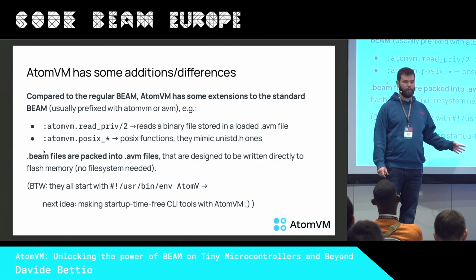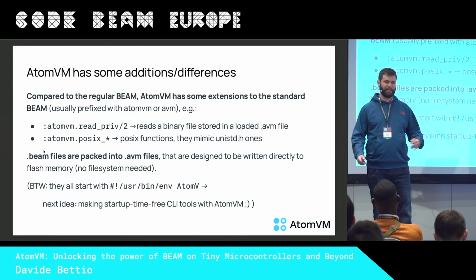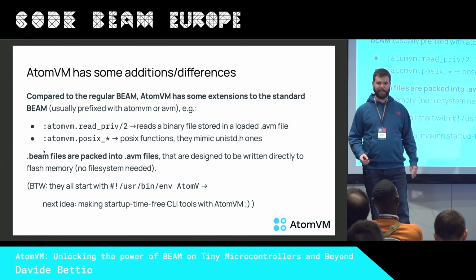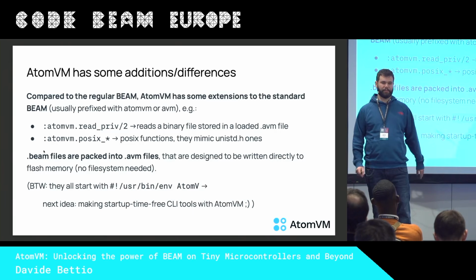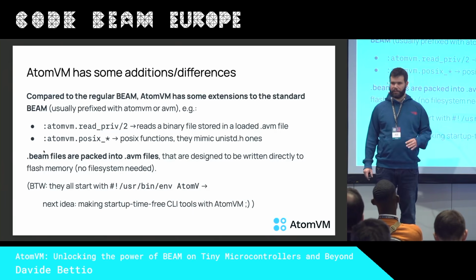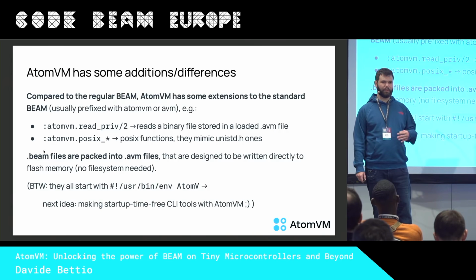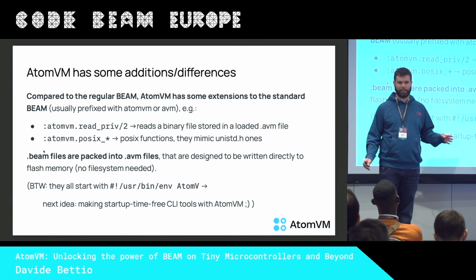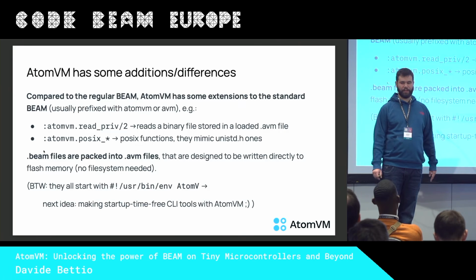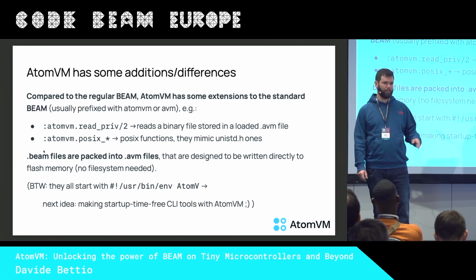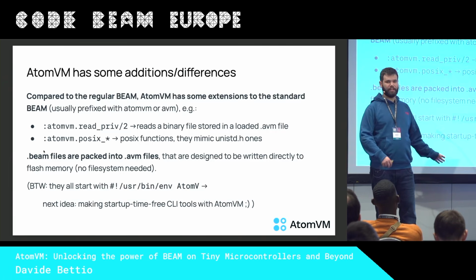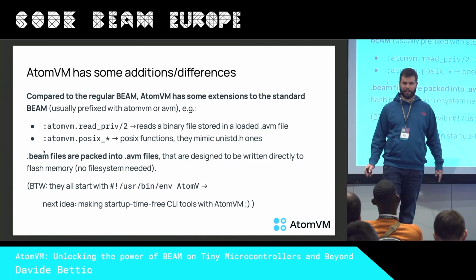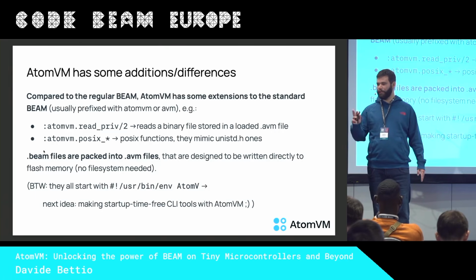That kind of file format also supports assets. So if you want to ship some kind of CSS along with your HTML, you can pack it together inside of those AVM files. The purpose of those AVM files is basically that you don't require a file system on your flash. It's very flash friendly. Also, as I mentioned, we provide some functions for mapping to memory, so we don't even copy stuff to memory, and everything is in place from flash, like read_priv.